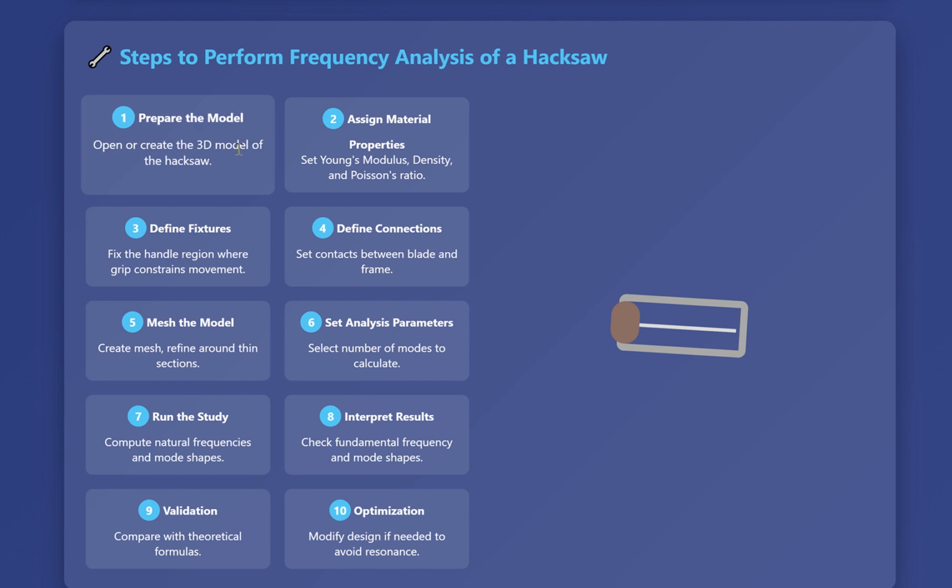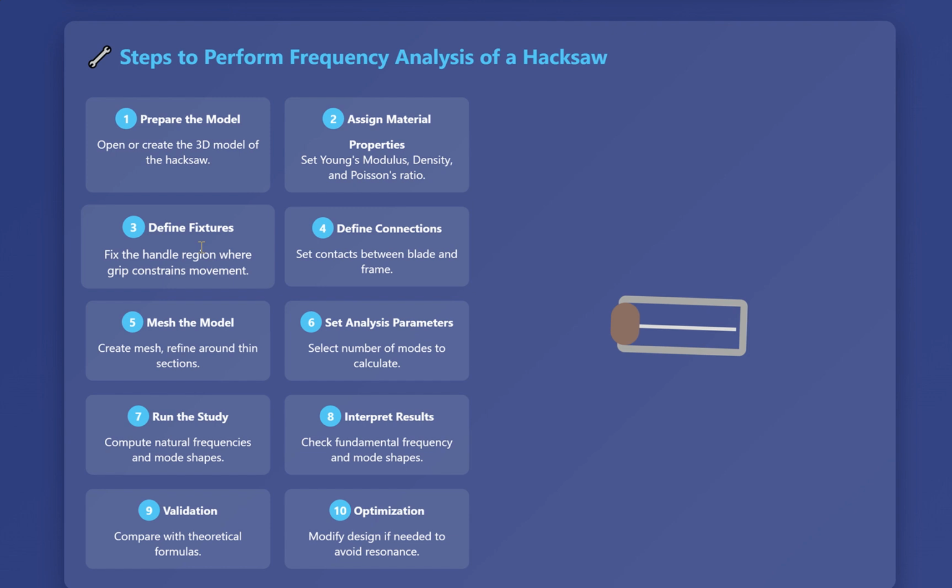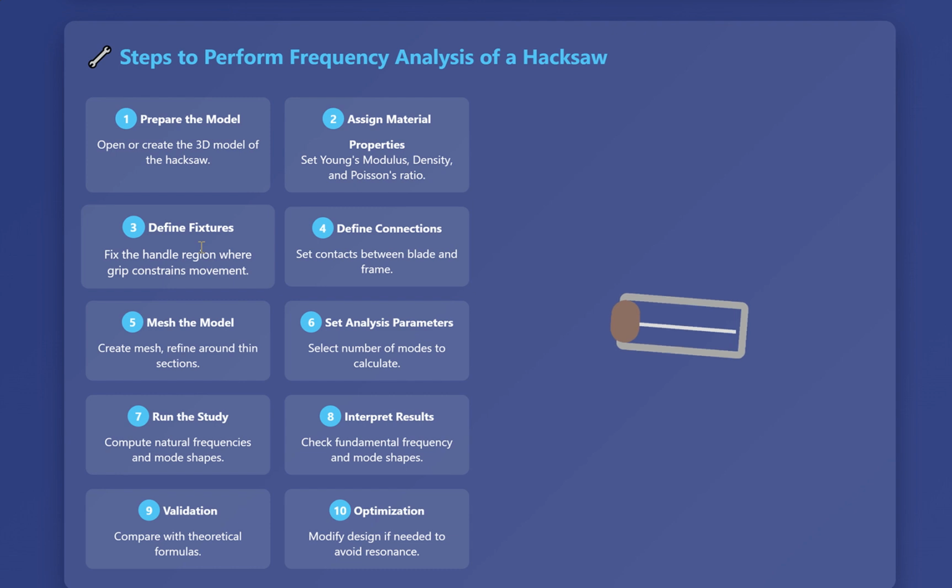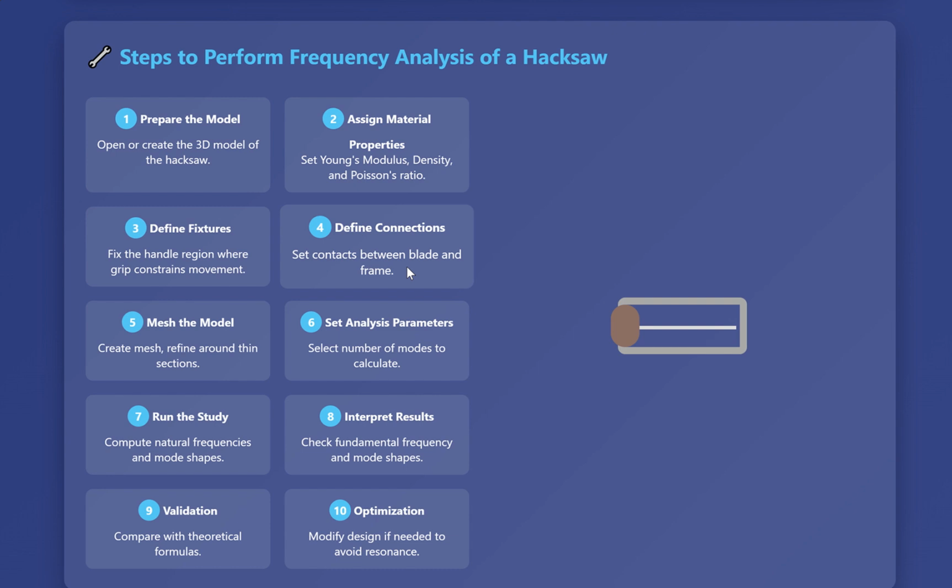The first step is to prepare our 3D model of a hacksaw. I already have done that. Second is to assign the material, with properties like Young's modulus, density, and Poisson's ratio. Then from there we will define our fixtures. Defining our fixtures means fixing a place, let's say the handle where we grip the hacksaw, to constrain certain movements, so that we allow movement only at various points.